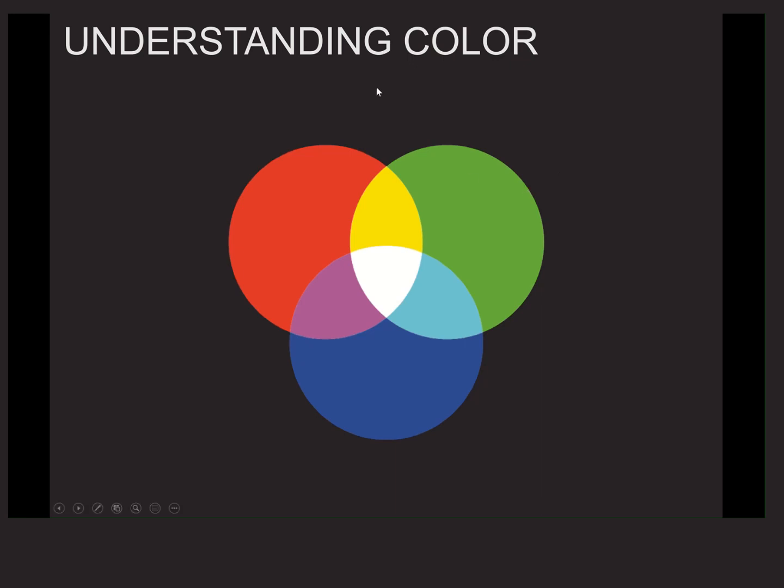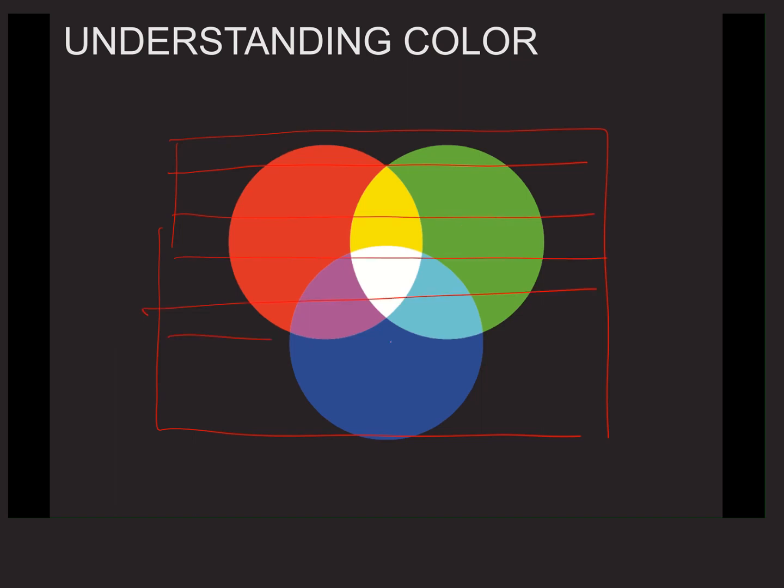Understanding color. That means, what is a color? Here you can find we draw RGB, a three color circle: R, G, and B. So red, green, and blue. In fact, we use this to represent a color. For example, we can think about this as our screen, and our screen has a resolution.